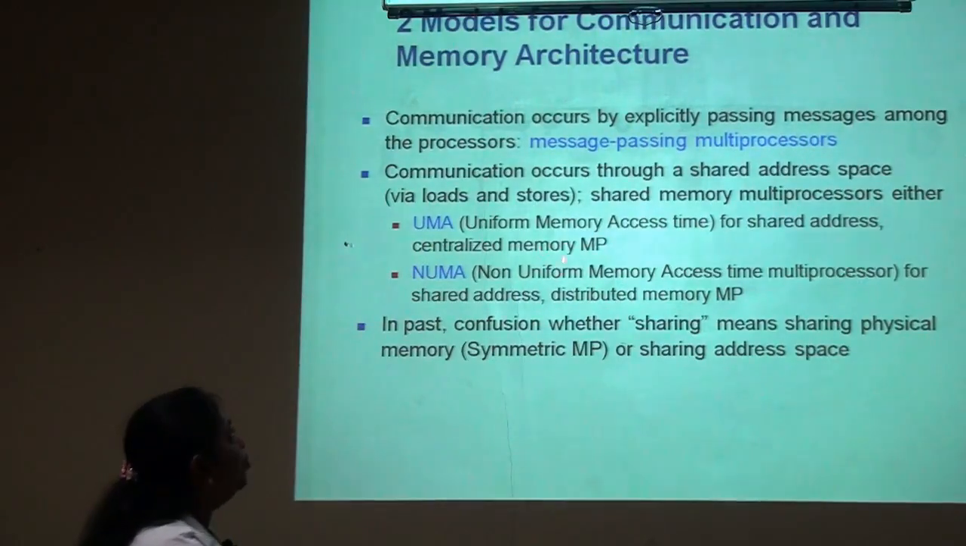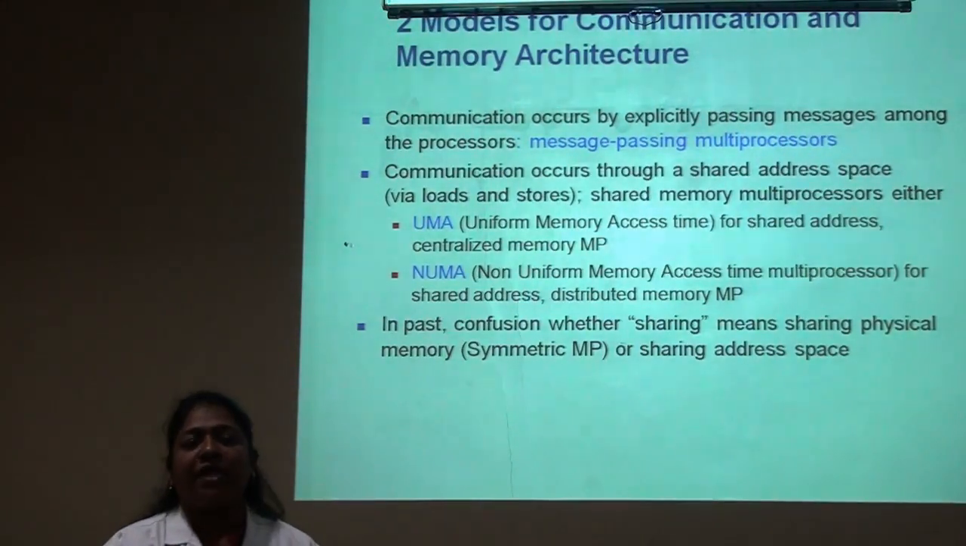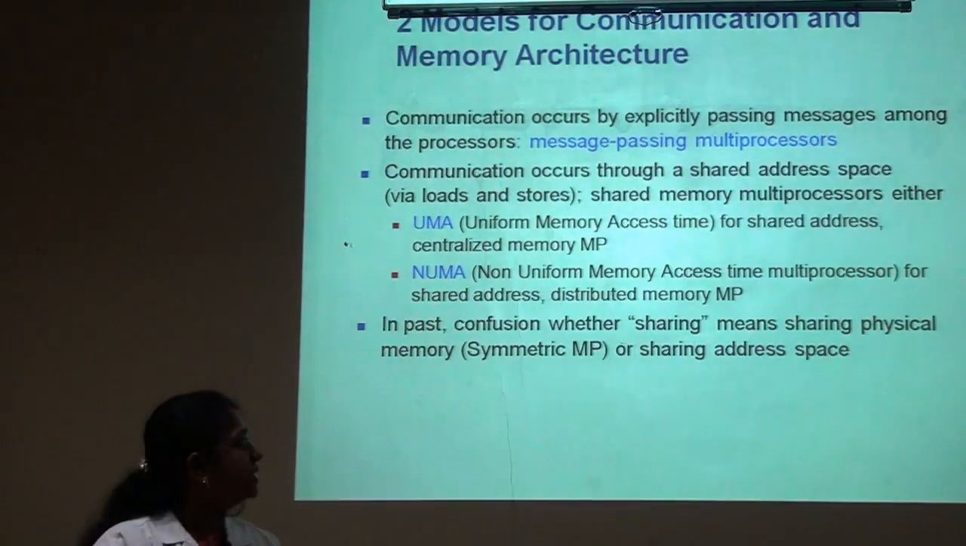The first one is UMA, uniform memory access time. The second one is non-uniform memory access time. So every time, how much time can be taken to take data from the main memory to the cache memory, or for every processor between the memory and cache memory, is uniform. That is the thing that can be there.